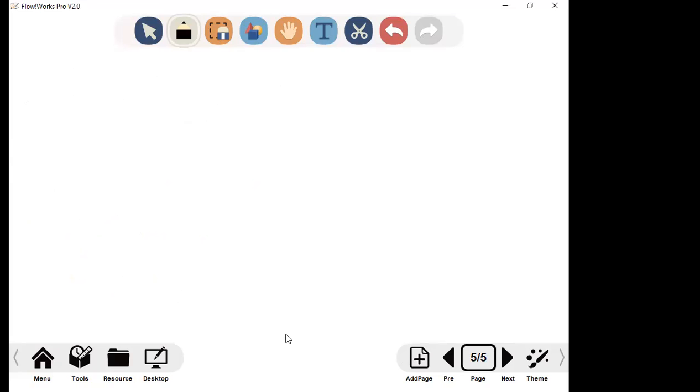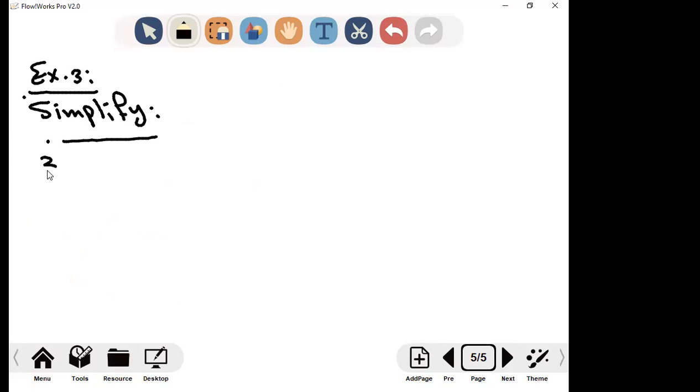Example 3. Simplify. All of our examples is to simplify. Now here we have fractions. 3 over 4a minus 2 over 3 minus half a plus 5 over 6. Here we have fractions, and in the previous module we worked with the fractions with the plus and minus, right? Now here, how many terms we have? 1, 2, 3, 4 terms, right?